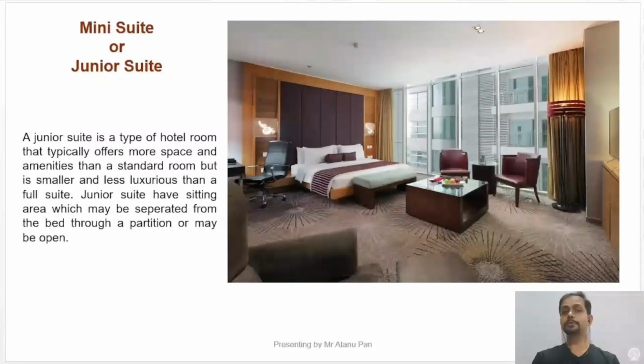Okay, so these types of rooms are called mini suite or junior suite, and additional features may or may not be there, as I discussed in the previous slide, like a small kitchenette. All these things are optional.